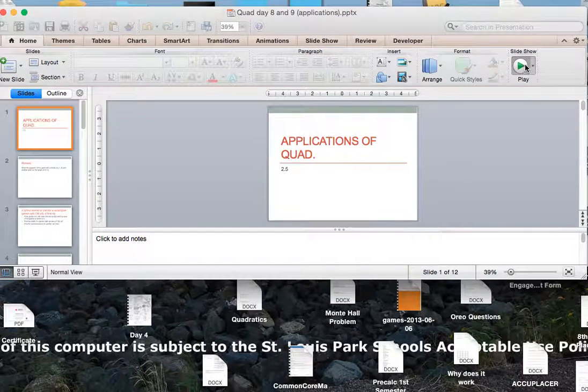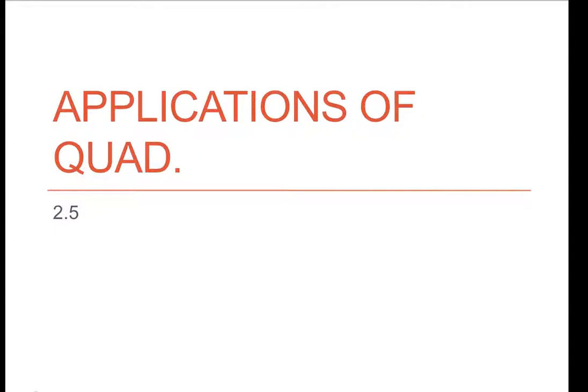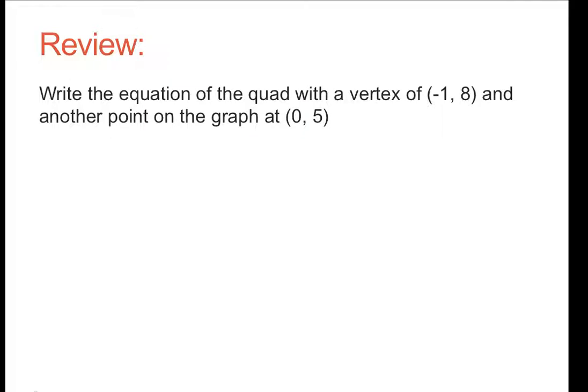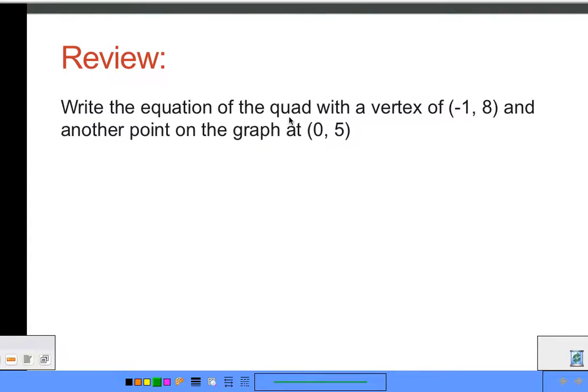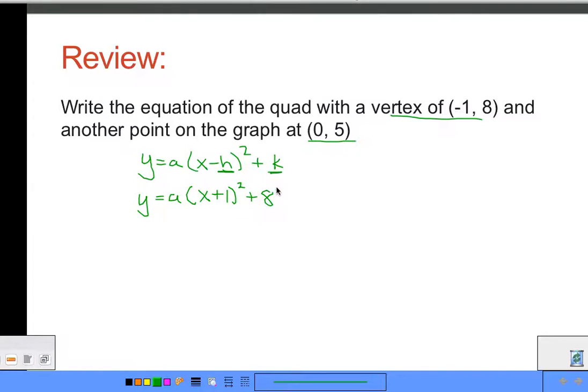We're going to take a look at some applications of quadratic equations. So the first thing we're going to do is take a look at this review. Write the equation of a quadratic, and we're given our vertex, and we have a coordinate. So we'll start by writing this in vertex form. So that was y equals a(x minus h) squared plus k, where h and k were our vertex. So we can fill in the blanks. y equals a(x minus 1, so plus 1) squared plus 8.